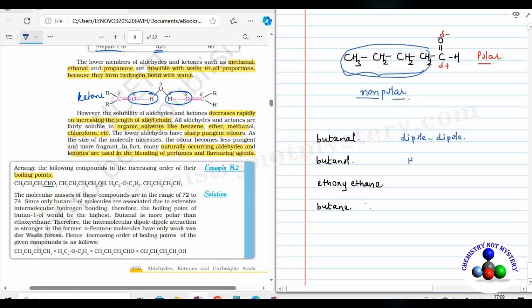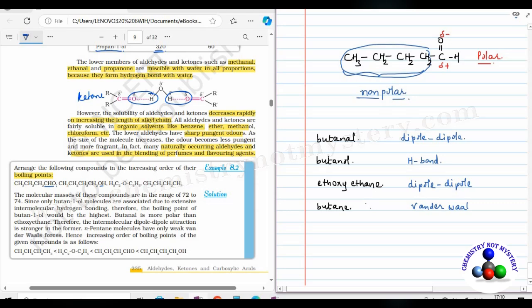In case of butanol, there is dipole-dipole interaction along with van der Waals force of attraction, and the strongest force of attraction is hydrogen bonding. Ethoxyethane is again a polar molecule, so there will be dipole-dipole interaction in ethoxyethane. But in case of butane, it is a non-polar molecule, so there will be only van der Waals force of attraction.